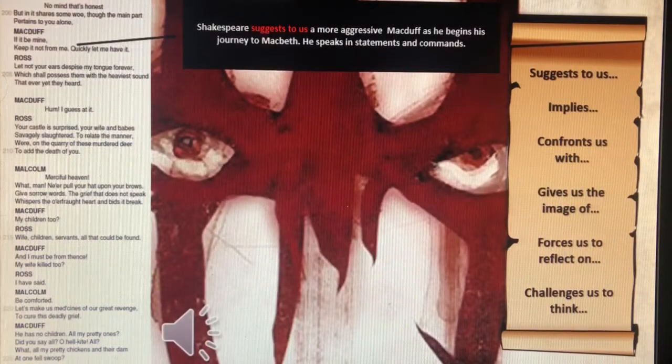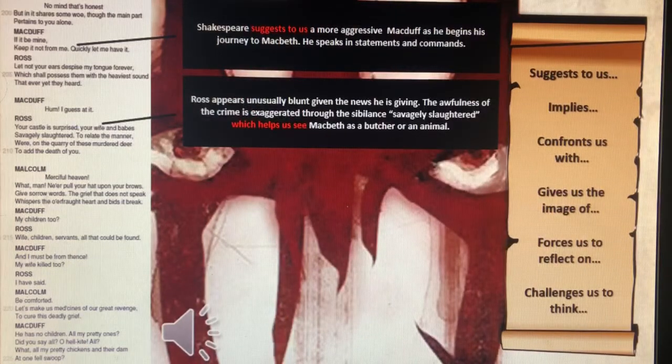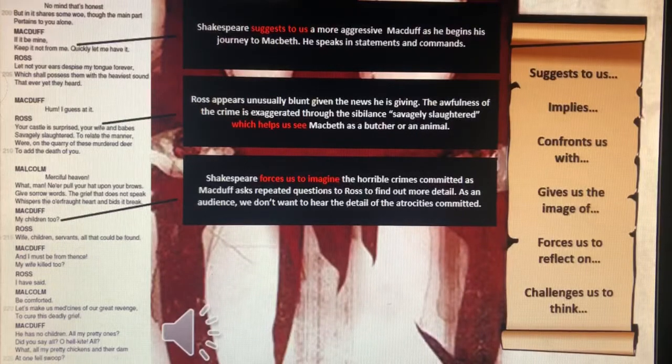Shakespeare suggests to us a more aggressive Macduff as he begins his journey to Macbeth. He speaks in statements and commands. Ross appears unusually blunt given the news he's giving when he's telling Macduff about the death of his wife and child. The awfulness of the crime is exaggerated through the sibilance "savagely slaughtered", which helps us see Macbeth as a butcher or an animal. Shakespeare forces us to imagine the horrible crimes committed as Macduff asks repeated questions to Ross to find out in more detail.